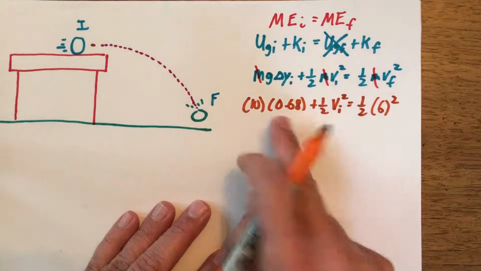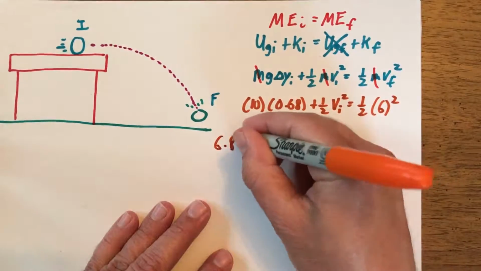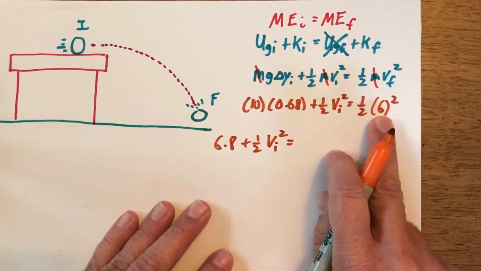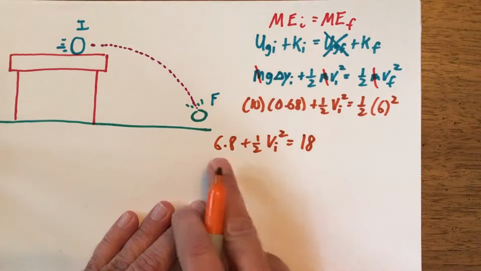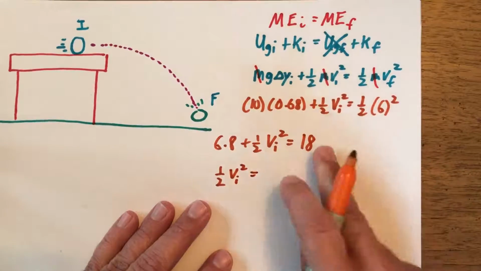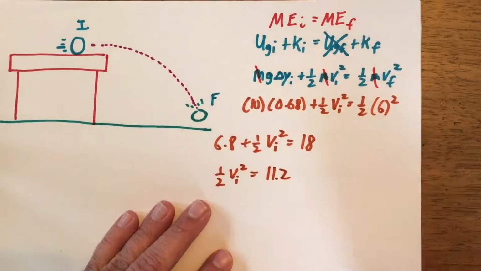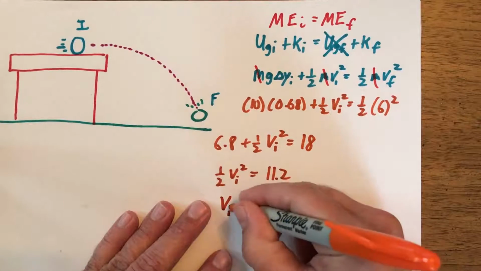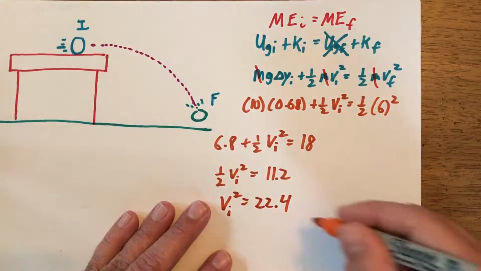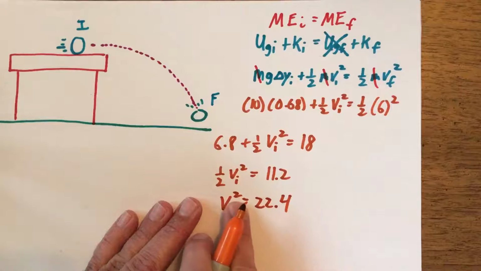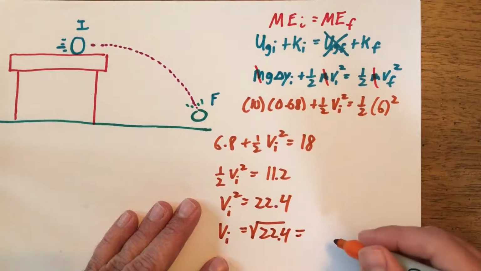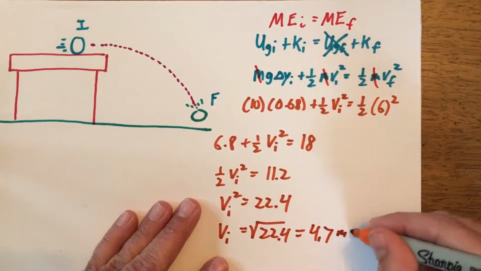We can solve this. 10 times 0.68 will give us 6.8 plus 1/2 times initial velocity squared. And then over here, 6 squared is 36. Half of that is 18. Subtract this term over to the other side. We get 1/2 initial velocity squared equals 18 minus 6.8, which is 11.2. Multiply each side by 2 to get rid of this. So initial velocity squared will become 22.4. And then finally, take the square root of each side. So the initial velocity will equal the square root of 22.4, which is about 4.7 meters per second.